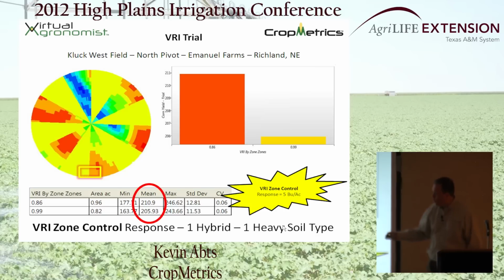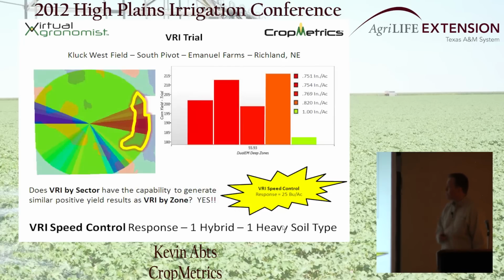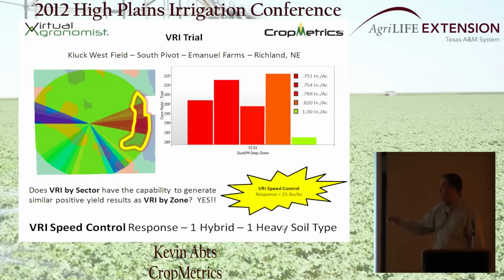Here we did same thing. We looked at a different part of the field, zone control versus flat rate in a heavier soil type. Here we only saw a response of about 5 bushel better on the VRI. And then here, just for fun, we looked at speed control. This is a field just to the south, but we carved out a large area here, again, that would identify just one class of EM soil, heavy soil, and a single hybrid, and we said, how did the speed control, again, data, software, agronomy, perform against legacy irrigation? And in this case, we saw, again, about a 25 bushel increase.